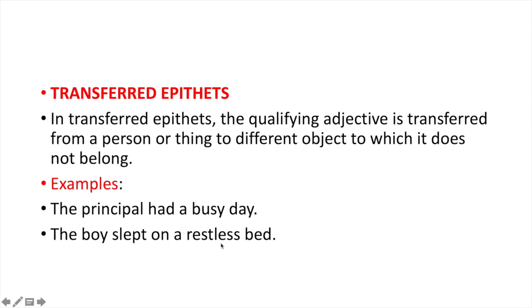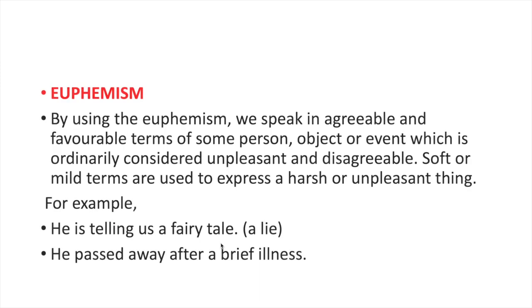Taking up the next slide, euphemism. A euphemism consists in the description of a disagreeable thing by an agreeable name. By using a euphemism, we speak in agreeable and favorable terms of some person, object, or event which is ordinarily considered unpleasant and disagreeable. Soft or mild terms are used to express a harsh or unpleasant thing.